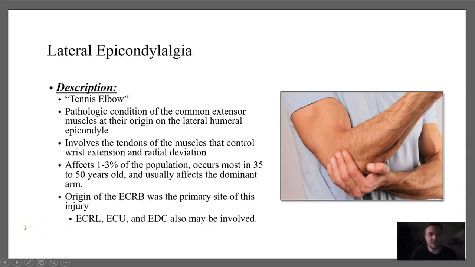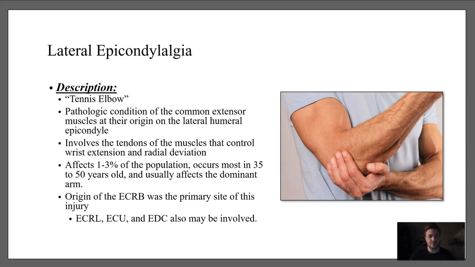So lateral epicondylalgia is known as tennis elbow. It's a pathologic condition of the common extensor muscles at their origin of the lateral humeral epicondyle. It involves the tendons of the muscles that control wrist extension and radial deviation. As you will learn later in this lecture, wrist extension and radial deviation go together, and so does wrist flexion and ulnar deviation, just because of common muscular attachment sites that help with those movements.